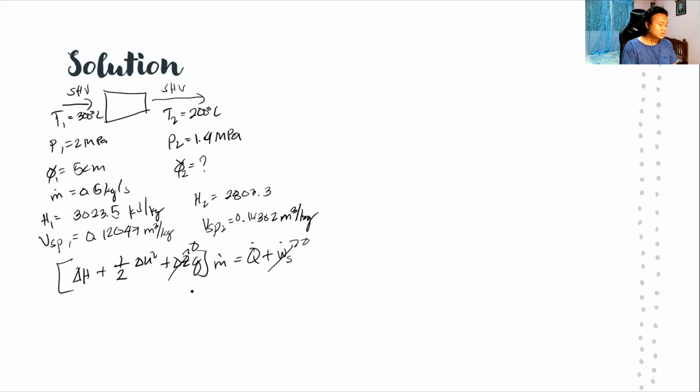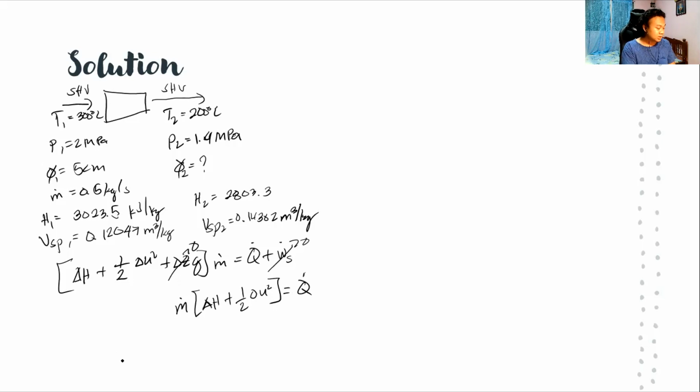Okay, so let's simplify our equation. We have delta H plus 1/2 delta U squared. That's the velocity. And then it is Q, the heat released, which is 10 kilojoules per second.